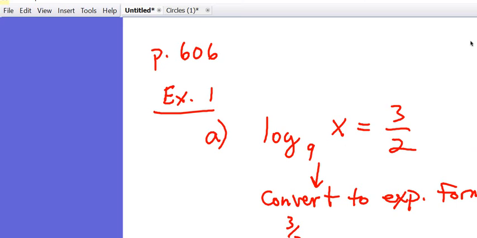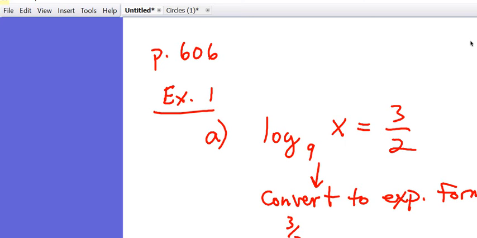Now, this is another example where we are converting from one form to the other. In this one, we're converting from logarithmic form into exponential form. So I'll let you copy that down, then we'll discuss it.